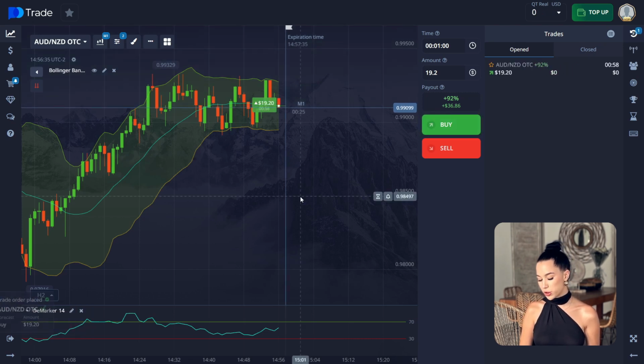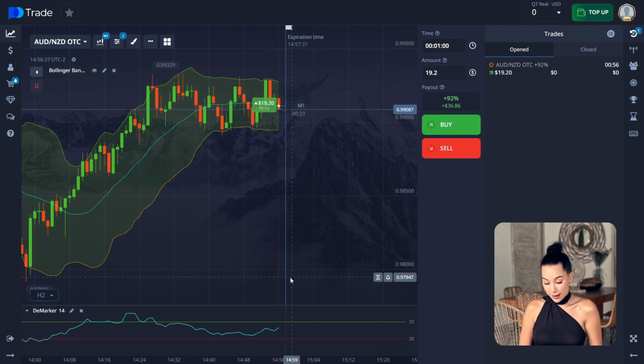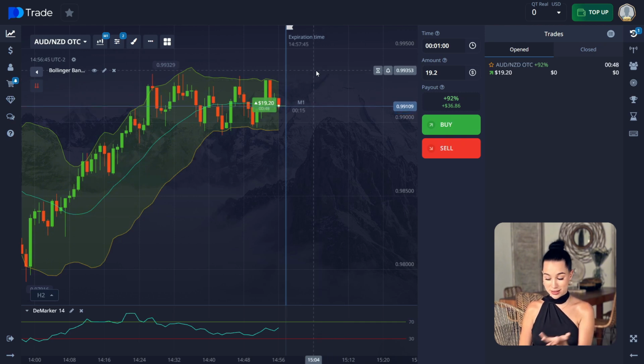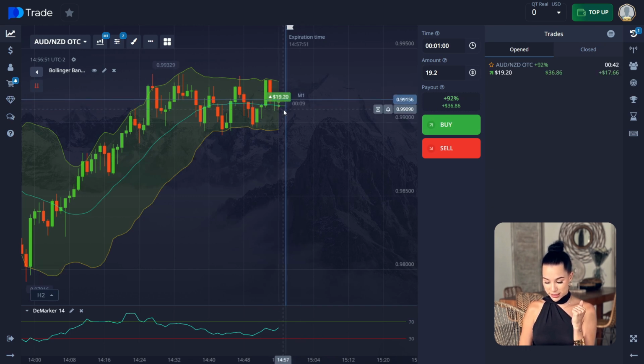So here we open a buy trade for 1 minute for $90. That's all we have actually. Now it's 0 in the account, so cool. So if we're not gonna win this one, I will just have the 0 and that's it, and I will need to start again. So now it's 35 seconds to the end of a trade.